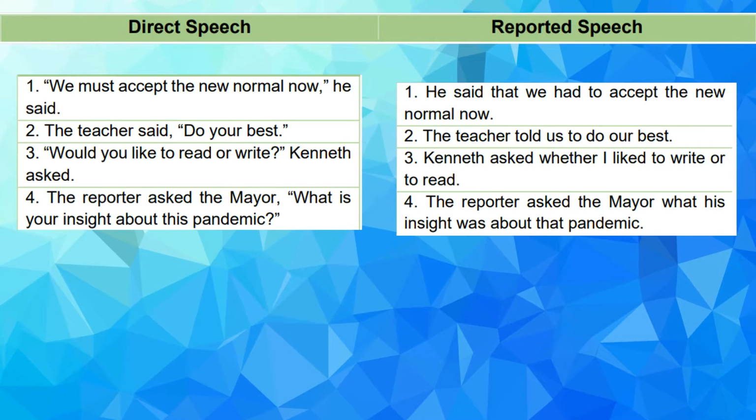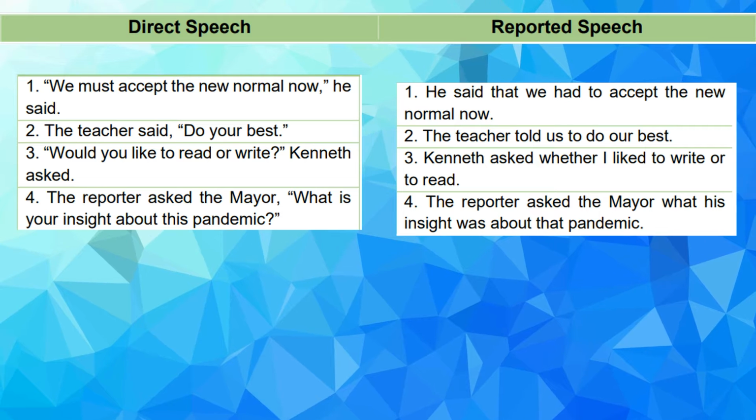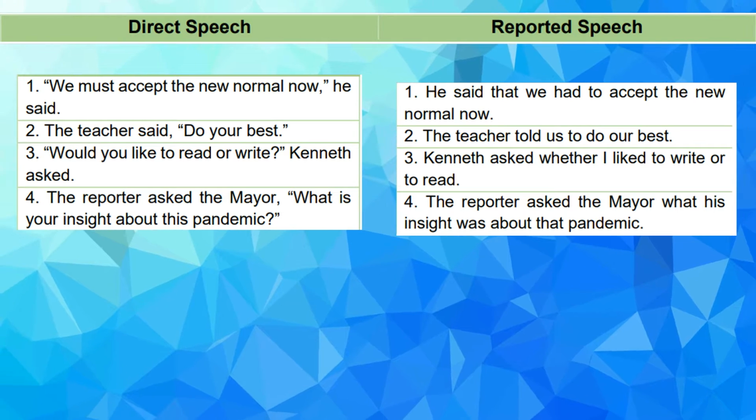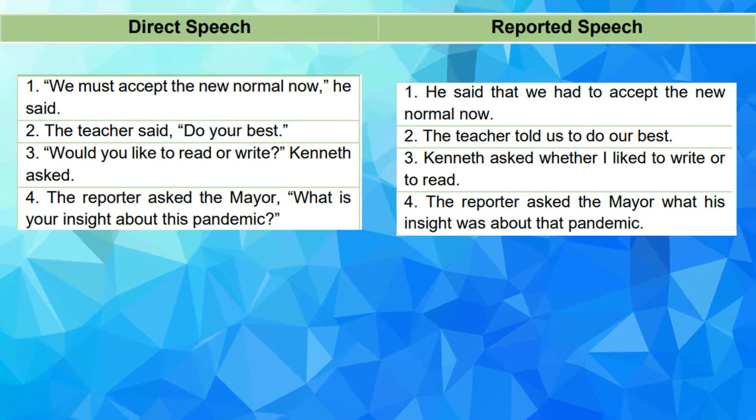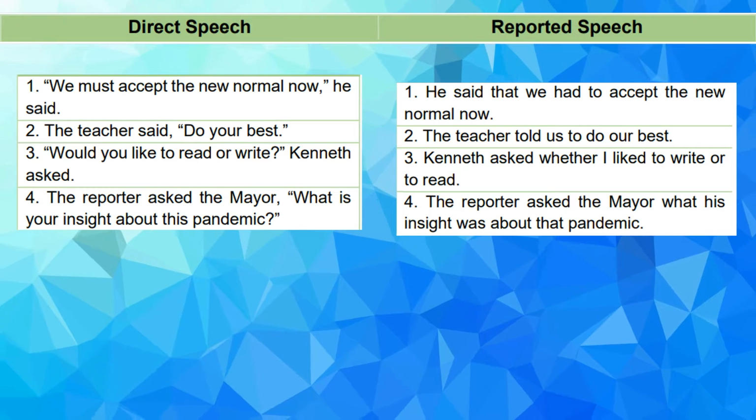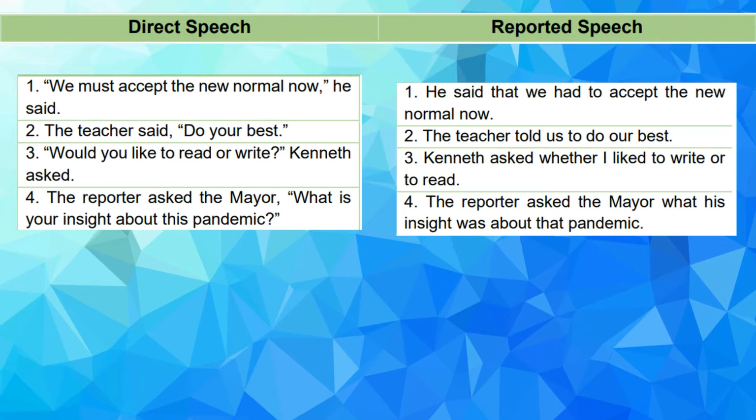All sentences in the first column are called direct speech. They give the exact words of the speaker, while all sentences in the second column are reported speech because they give the words of the speaker as reported by another person.